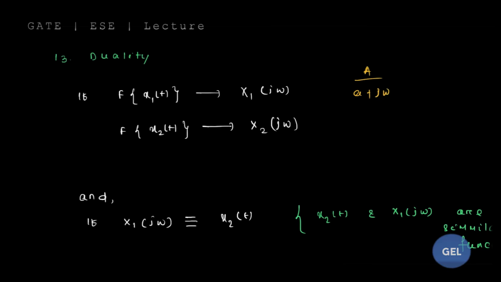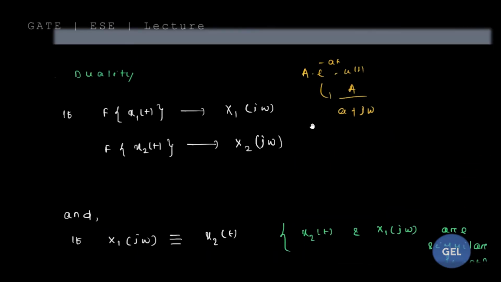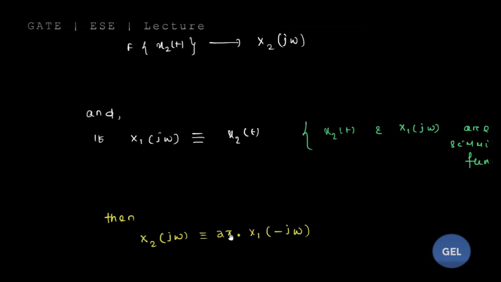A plus j omega, you need to replace it by j omega, and you need to find out its subsequent time domain signal. The subsequent time domain signal of this function would be a into e to the power minus at u of t. Okay, this will be its subsequent time domain signal. Now the Fourier transform that is asked, x2 of j omega, you need to replace this t by j omega, minus j omega, and you need to multiply with 2 pi.